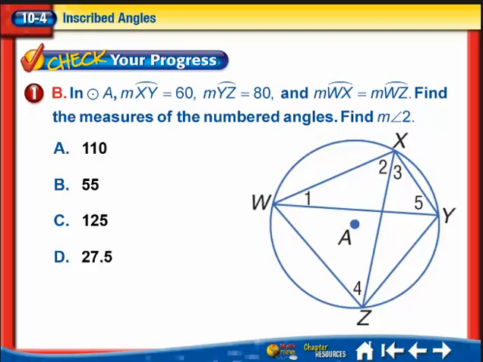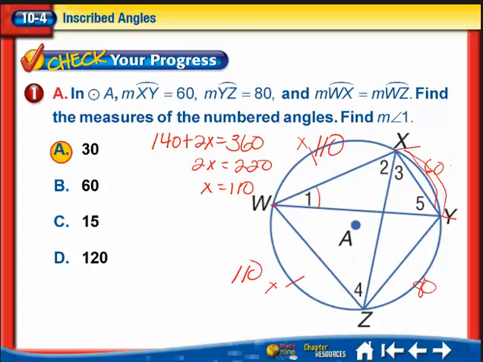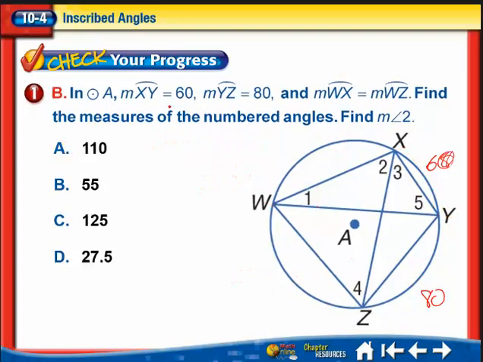Okay, same situation again. So we already found 60, 80, and what were the other two? Do you remember? 110. So now we need to find angle 2. Okay, angle 2 goes from Y to Z, so I need this arc, 110. It's an inscribed angle. It's going to be half of 110. Half of 110 is 55.